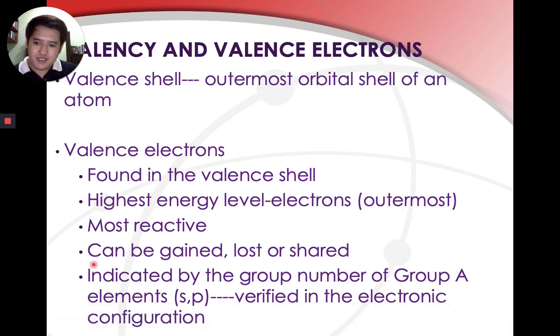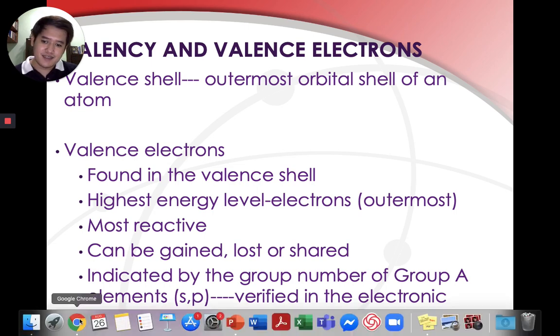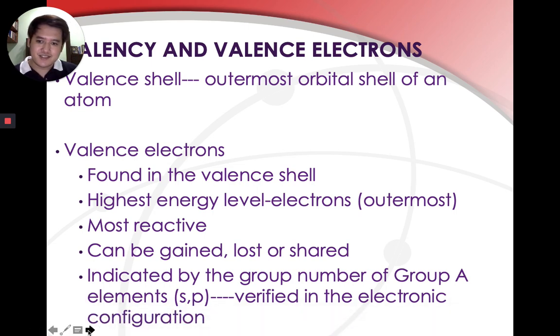But you can also deduce the number of valence electrons from the electron configuration by looking at the terms with the highest coefficients and adding the number of electrons, so that you can get the valence electrons.